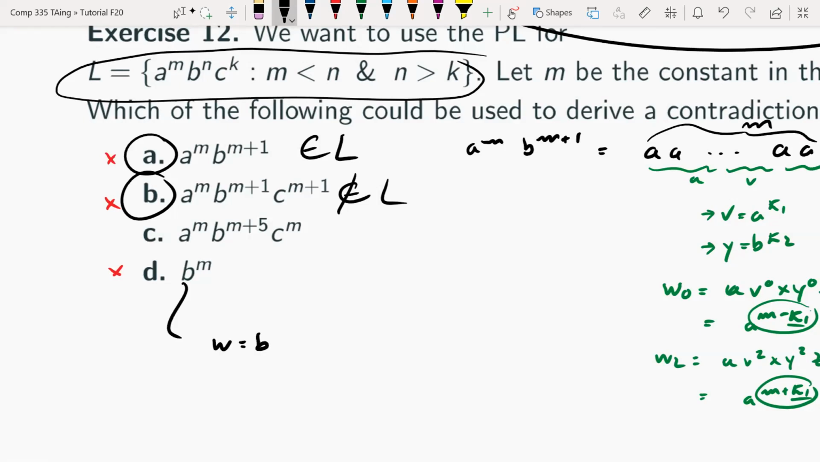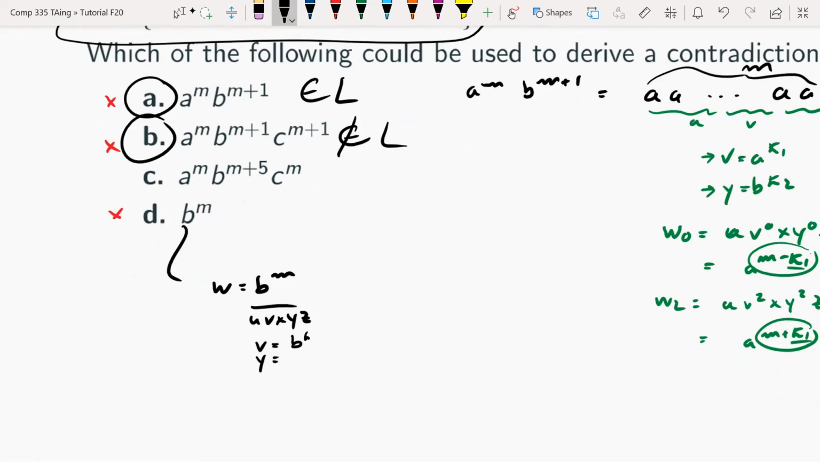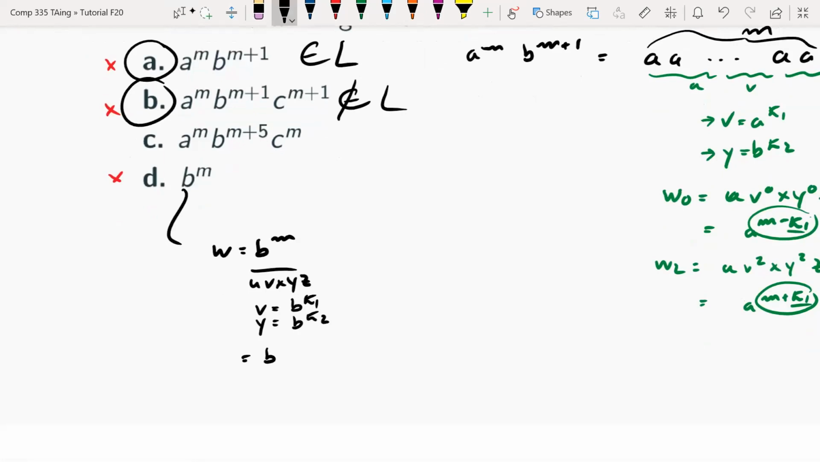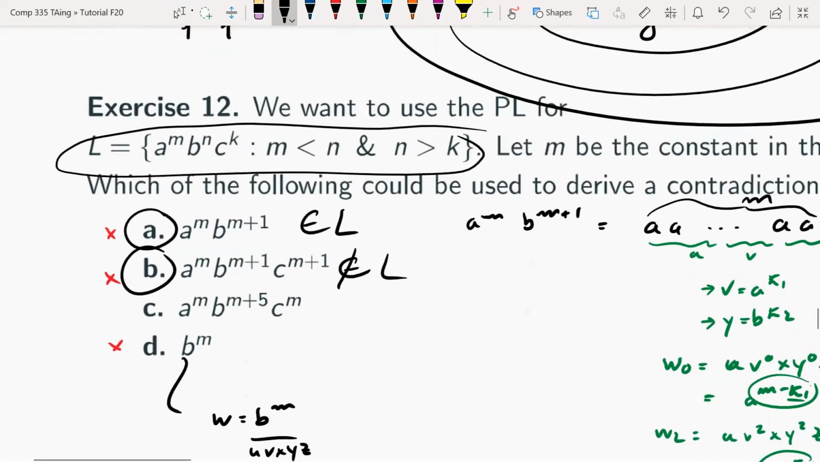So let's say you have W is B^M, right? In this case you have U, V, X, Y, Z. Now the V and the Y are all B's, right? So if your opponent chooses to pump down, your opponent could pump down all the way, so that you get B^(M-K1-K2), where you could possibly have K1 and K2 equal to M. If your opponent was very clever, you could get the empty string. And if you got the empty string, then this would not be true, right? The number of A's would be equal to the number of B's, would be equal to the number of C's. And that would mean that your pumping failed, basically.